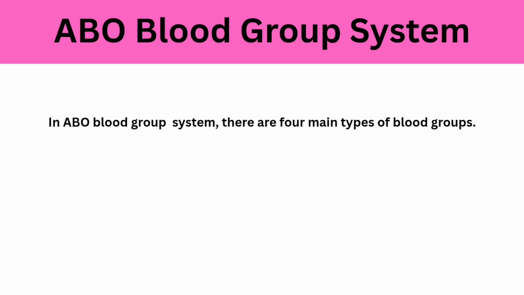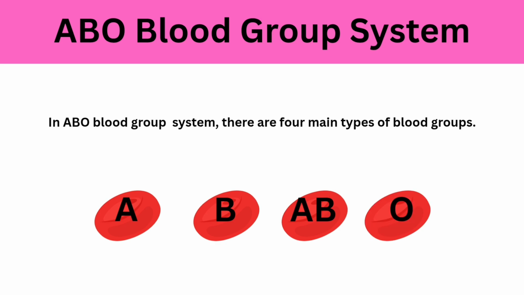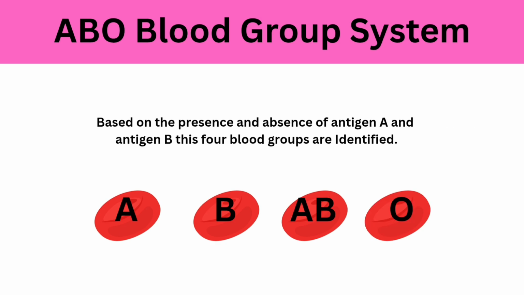In the ABO blood group system, there are four main types of blood groups. They are A blood group, B blood group, AB blood group, and O blood group. These four blood groups are identified based on the presence or absence of A and B antigens on the surface of RBCs.